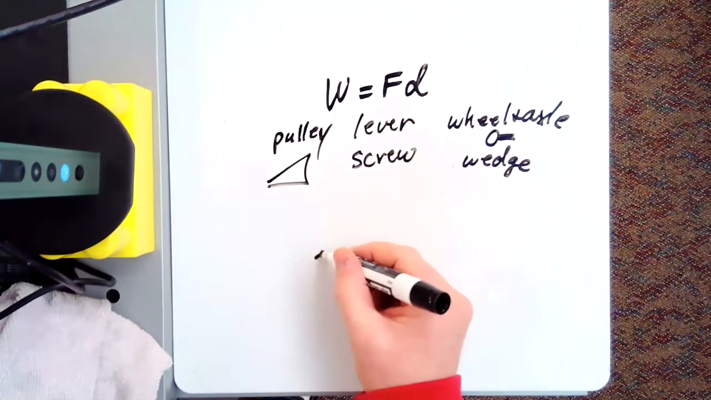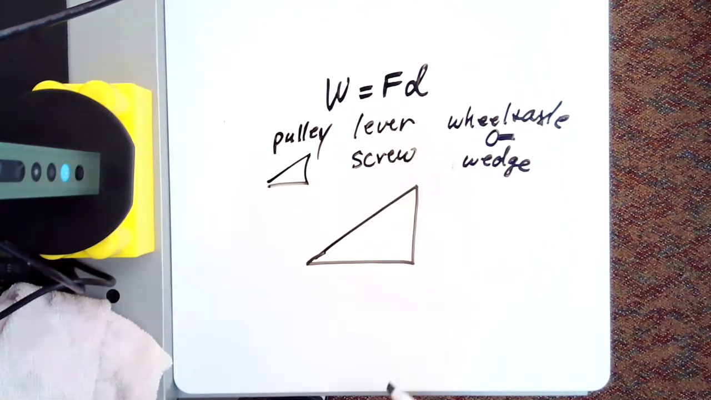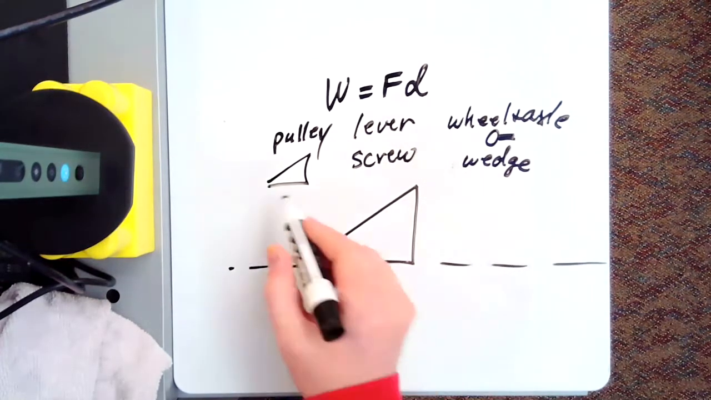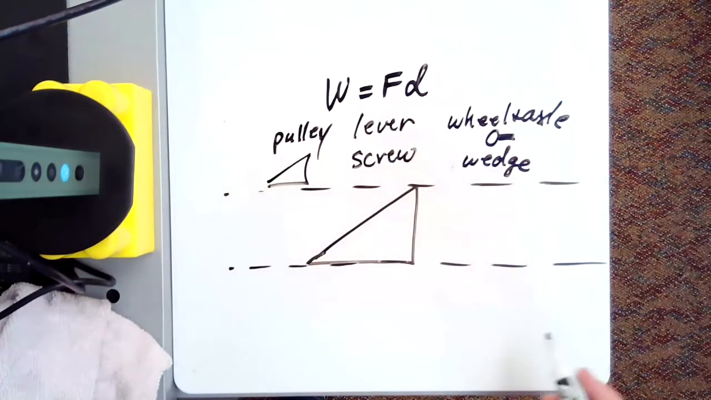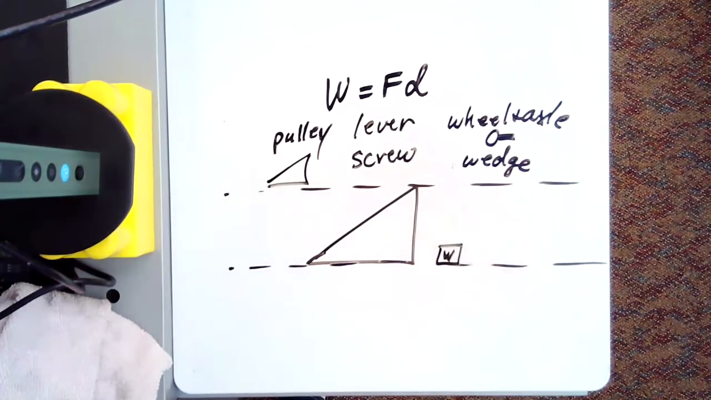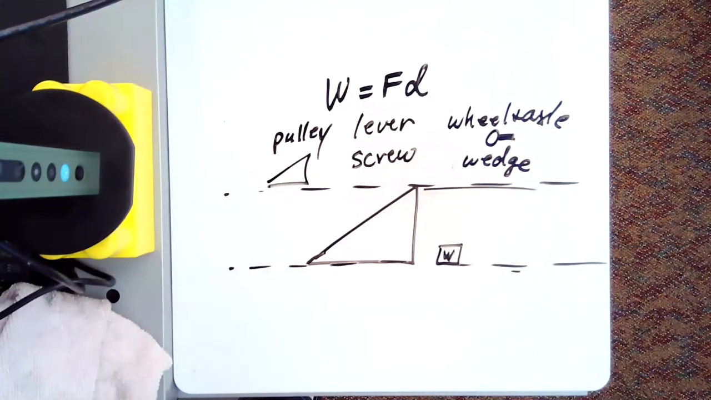If I have an inclined plane, the reason it works as a simple machine is because I have a certain amount of work that I need to get accomplished. For instance, here's one level and here's another level. I might have some weight, some object, and I need to get it from this level up to this level. Okay? So there are 2 ways I can do that. I could just do it directly. I could just grab onto it and lift it up to that level, right?